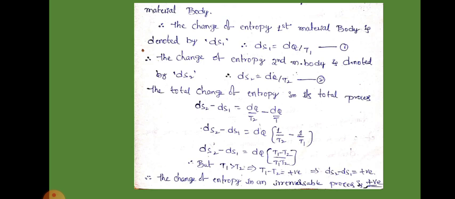So therefore dS2 minus dS1 is equal to dQ common, that is 1 by T2 minus 1 by T1. So dS2 minus dS1 is equal to dQ of (T1 minus T2) by (T1 into T2). But T1 greater than T2, so T1 minus T2 is positive. Therefore dS2 minus dS1 is positive. So the change of entropy in an irreversible process is positive.